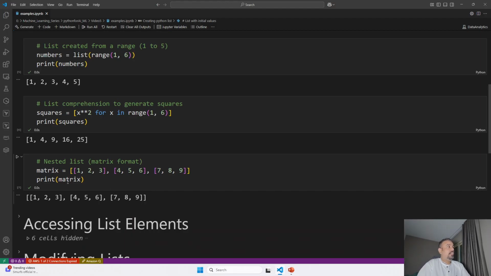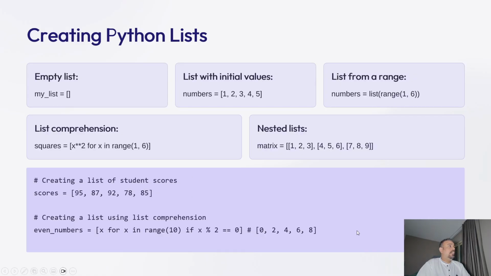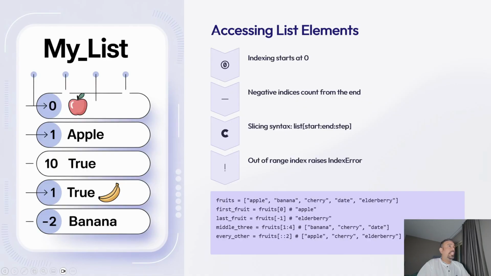Now nested list. In a nested list, you can create multiple lists within one list. In this, there are 3 different lists which are part of one list. This is in a matrix format, where you just think of it as a matrix with 3 rows: row 1, row 2, and row 3. These are the 3 different values in 3 different rows of a matrix that we have defined. Now let's go ahead and move next.